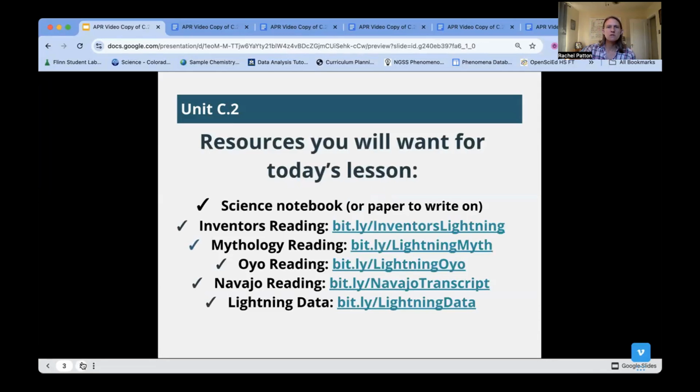There are a few resources that you will need today. You'll need your science notebook, or a piece of paper to write on if you don't have your science notebook with you. There are several links here that you will need. Don't worry about opening these links now. You'll see them again when you need them in the lesson.